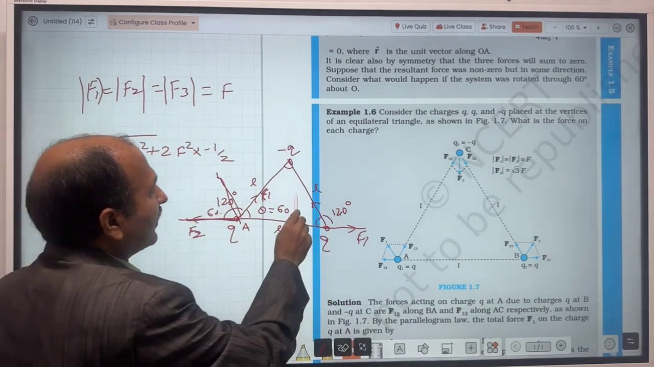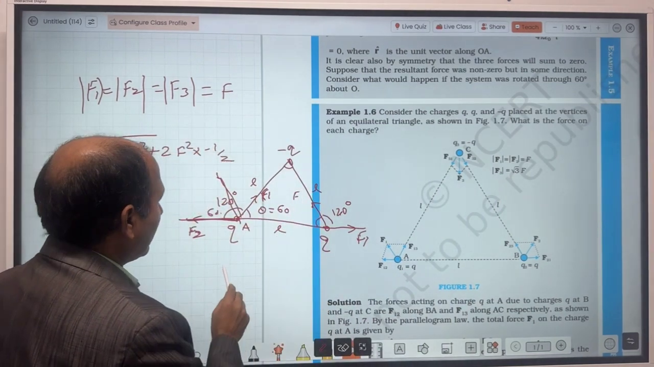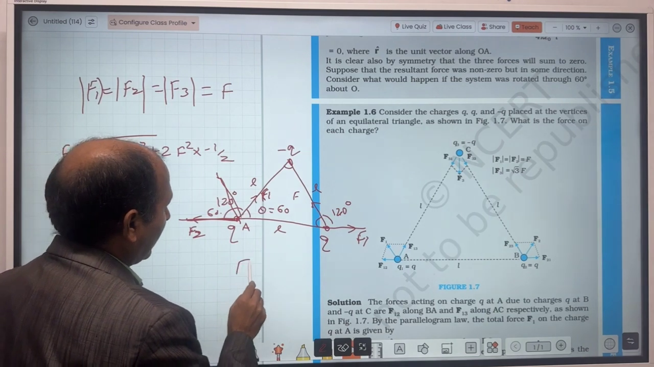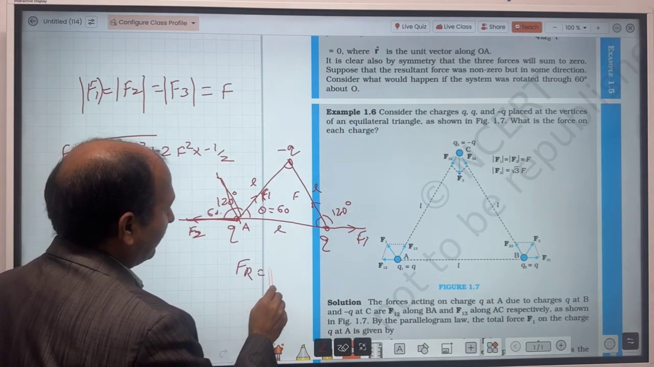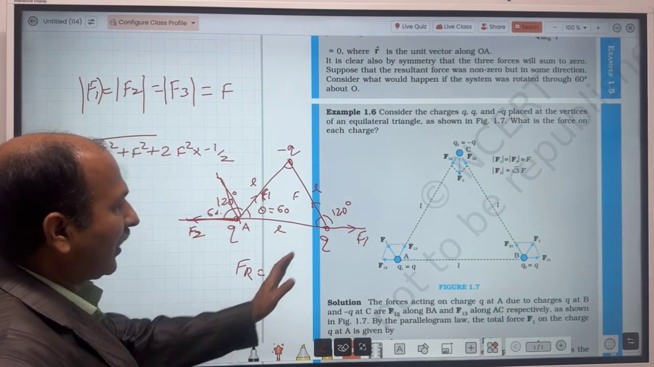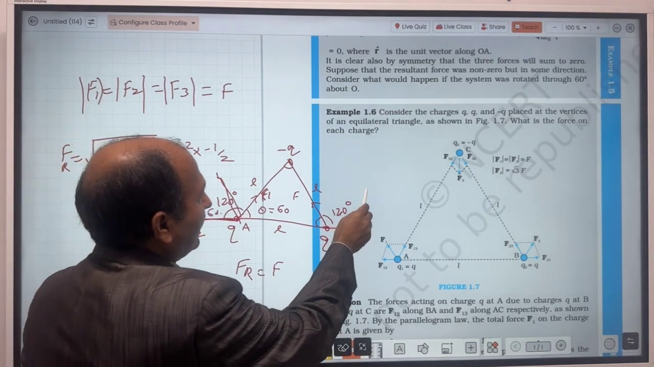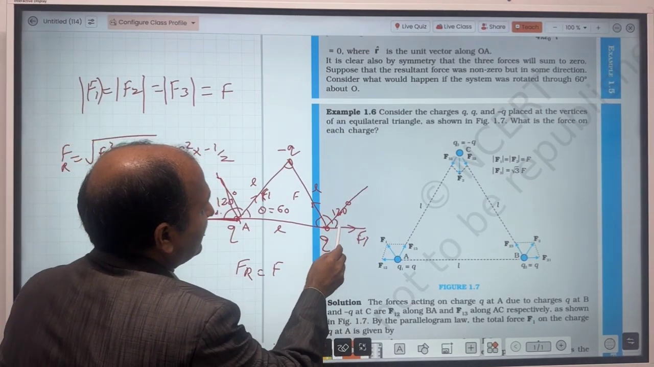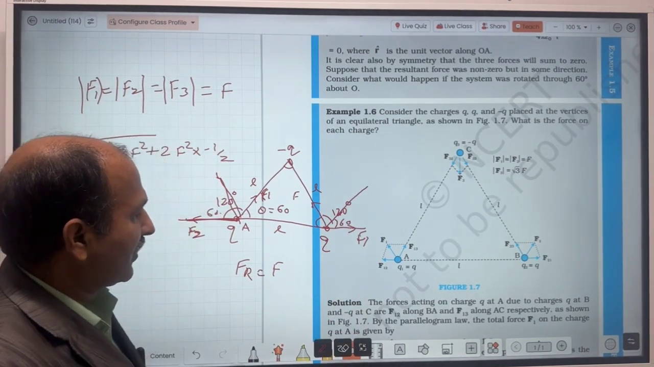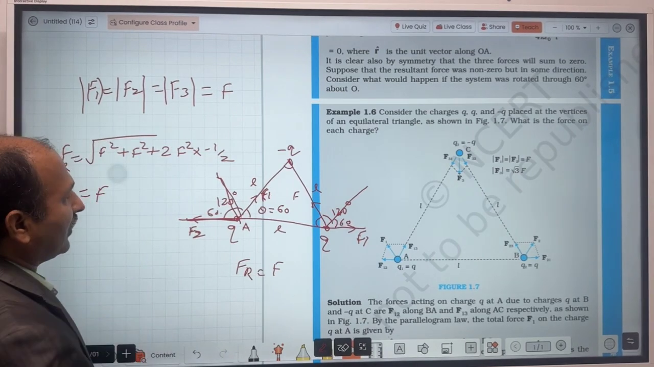Magnitude of force is same. It is F. It is F. So resultant will be equal to either force, and its direction will be in between the two, that is 60 degrees from F1. So this is how we can evaluate.